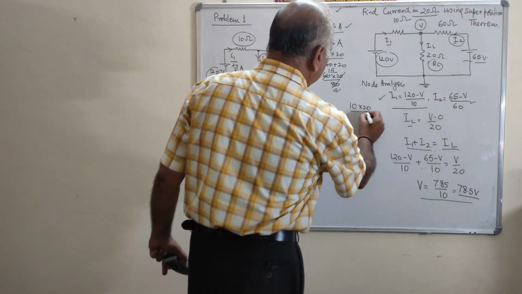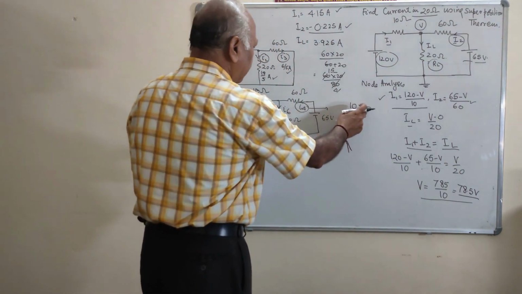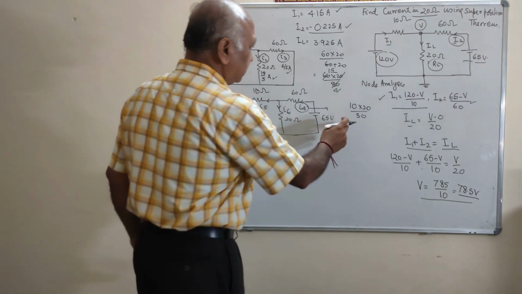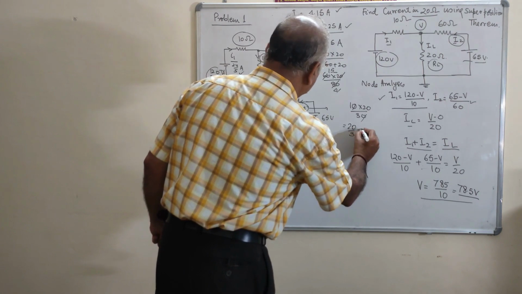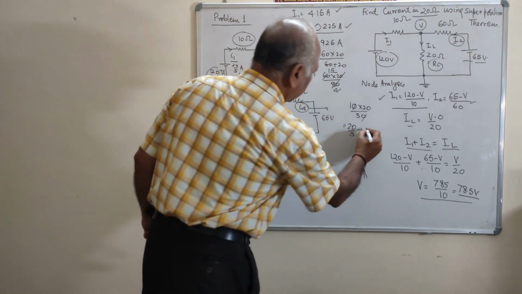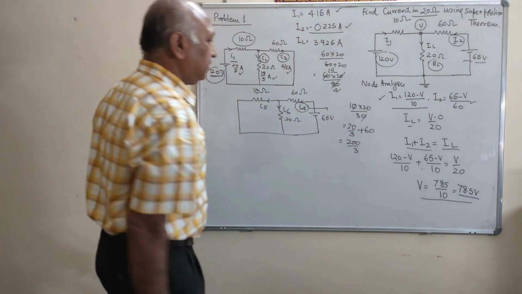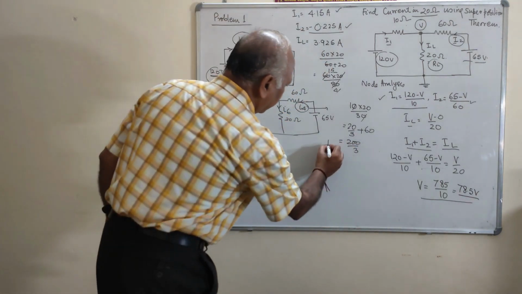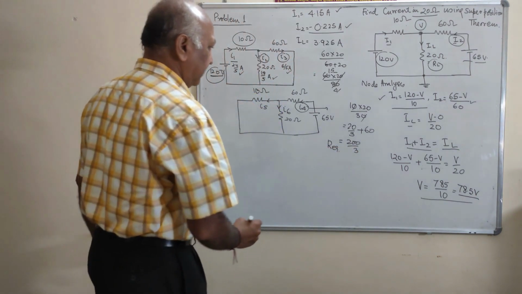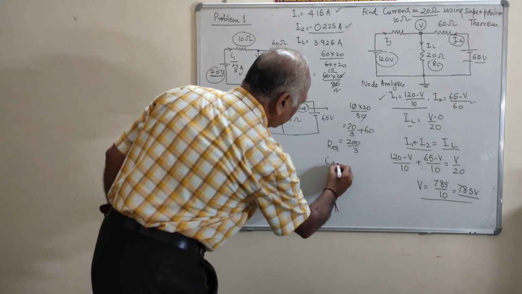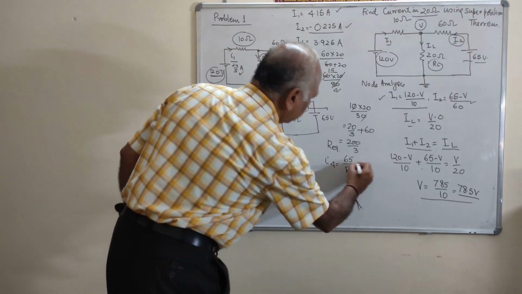10 into 20 upon 30. Product of the resistance 10 into 20, sum 10 plus 20, 30, that is equal to 20 by 3 plus 60. Plus 60, that is equal to 200 upon 3. This is the R equivalent, 200 upon 3. Now what is the value of I4? That is equal to 65 upon R equivalent.